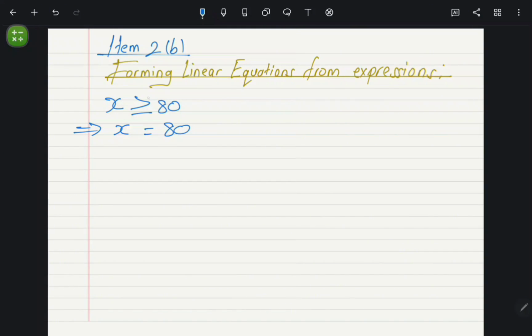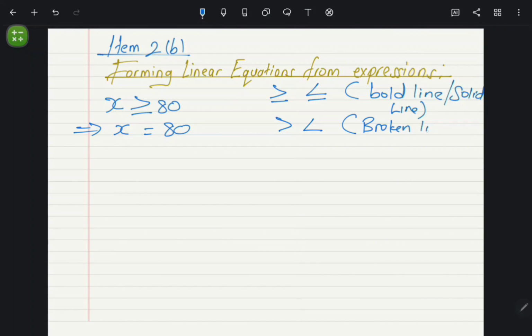But remember, because of the inequality symbol that we are having here, greater than or equal to, when you have inequality symbols such as greater than or equal to or less than or equal to, it means you have to draw a bold line, which is also referred to as a solid line. However, when you come across expressions with inequality symbols such as greater than or less than, the line is going to be a broken line.